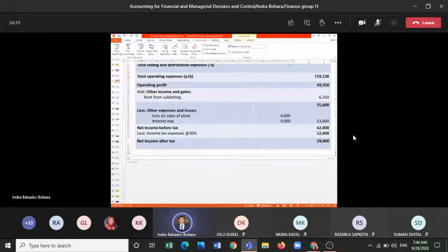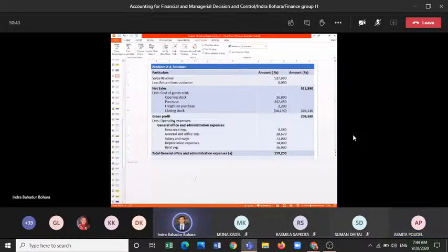Okay. Now we are going to prepare a statement of retained earnings. Sir, please send the first slide once again. Yes, show the first slide once, the previous slide. And this cost of goods sold part you can calculate in a note below the income statement, or you can directly present here, whatever you feel easier. Okay sir, thank you sir.